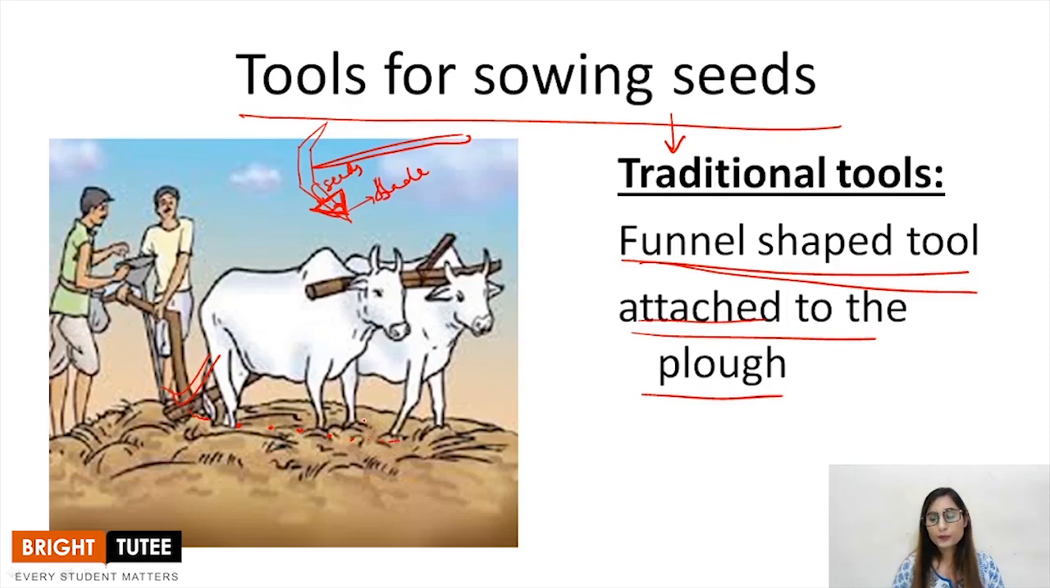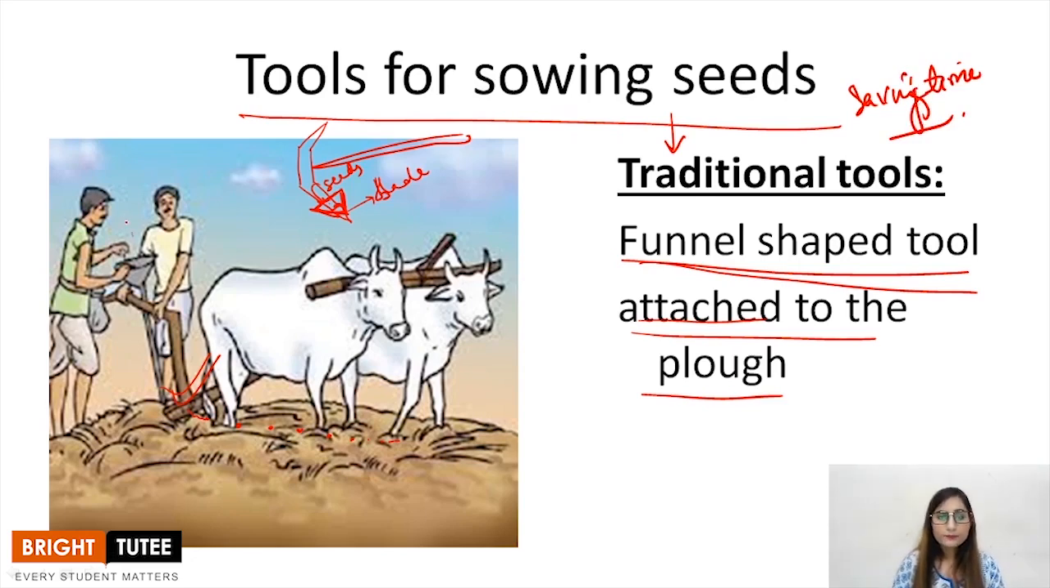It keeps on dropping the seeds. As the plow moves in the rows, it keeps on dropping the seeds in the rows only. This is how sowing is done, right? The plow helps in plowing the field as well and putting the seeds on the spot at the same time. So it is saving time as well, right? We are doing two tasks at the same time.